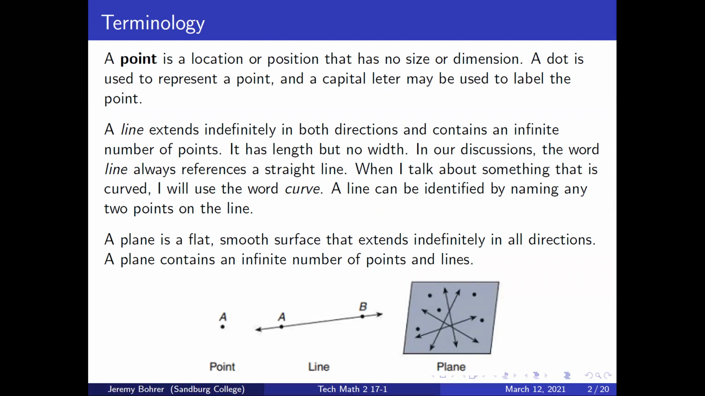In our discussions, the word line always references a straight line. When I talk about something that is curved, I will use the word curve. A line can be identified by naming any 2 points on the line. A plane is a flat, smooth surface that extends indefinitely in all directions. A plane contains an infinite number of points and lines.